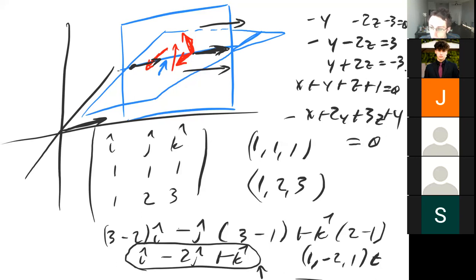Oh, sorry. So I have a question. If we are having trouble computing the cross product, could we go to office hours to go over it? Yes, of course. So it's 7 p.m. on Thursdays, okay?